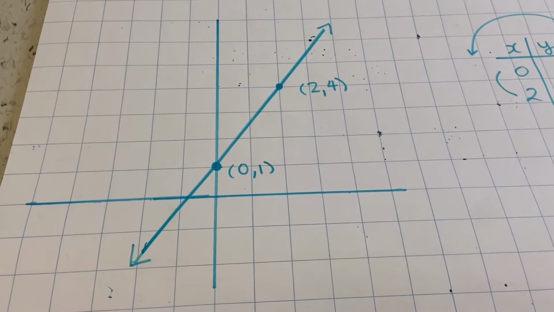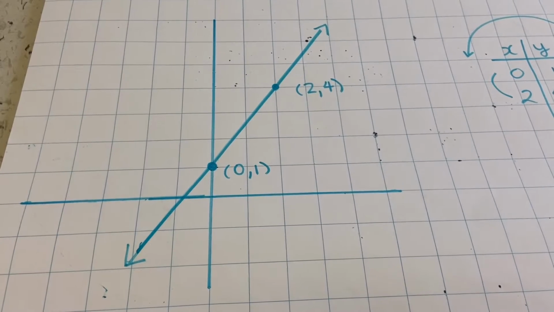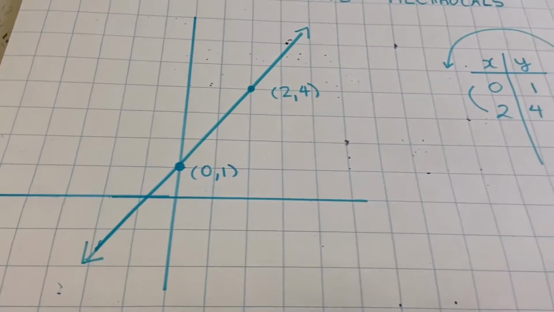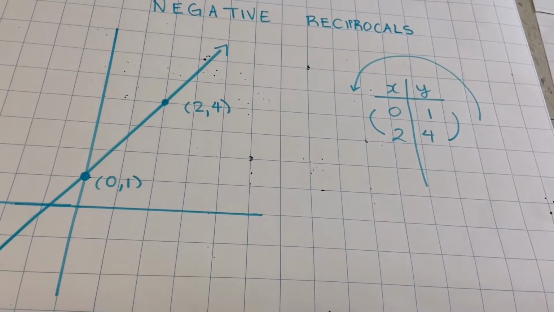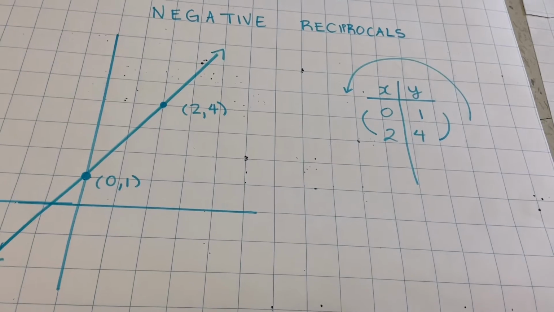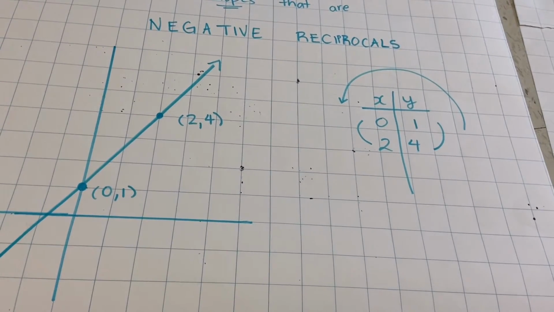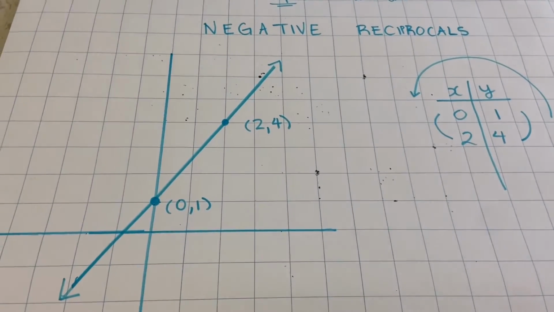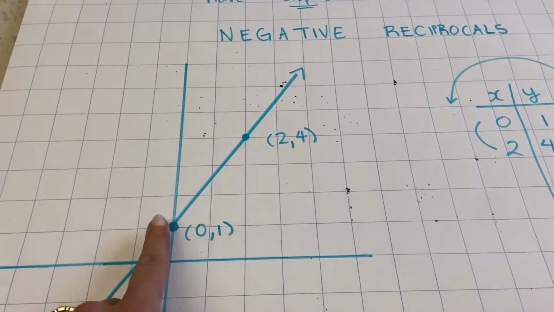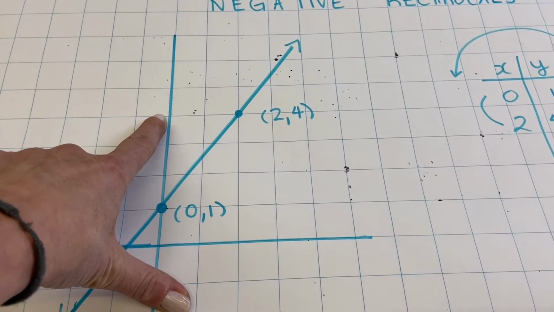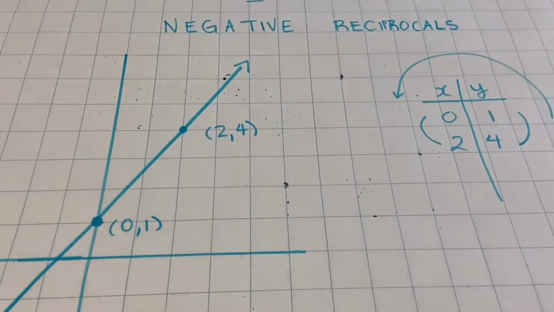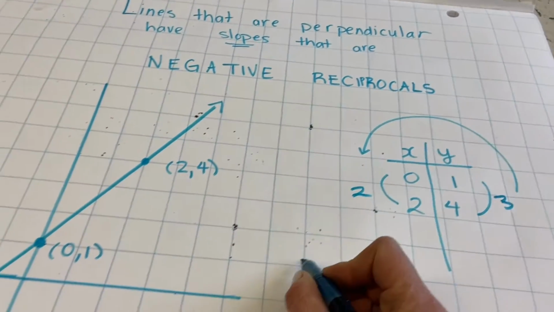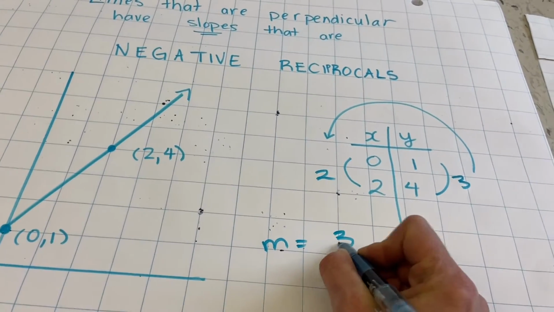We're going to look at this line, and this line goes between 0, 1 and 2, 4. If I wanted to find the slope of that line, I could put those points into a table. And if I did that, I would see that the y's are jumping by 3 and the x's are jumping by 2. So the slope would be 3 divided by 2, which makes sense since if I want to go from this point to this point, I'm going up 3, I'm rising 3, and I'm going across 2. So my slope would be 3 over 2.